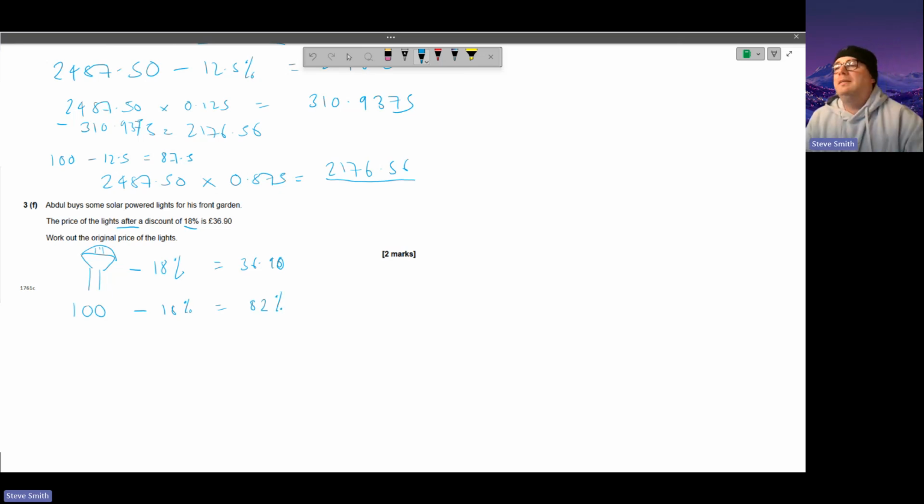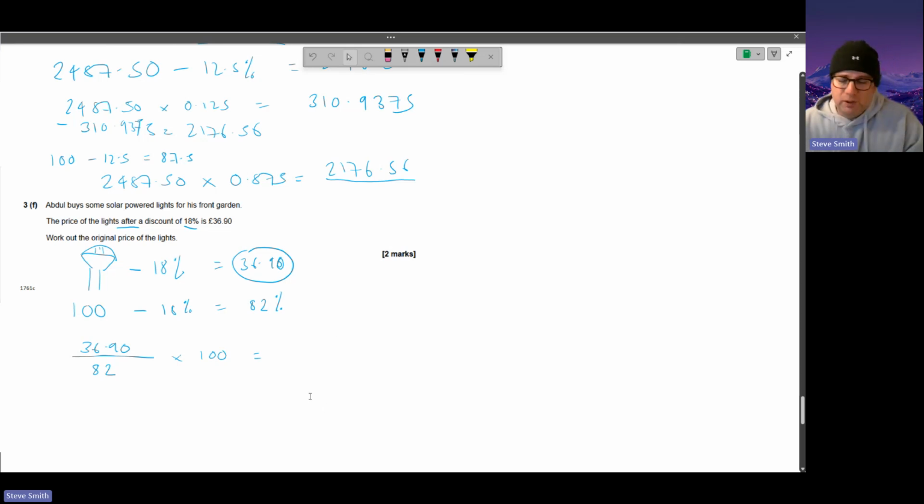So we know our new price of our lights is valued at 82% of its original value, because we've got 18% off the original value. So this only represents 82% of its original value. Once we've figured out whether it's the 100% value we need, this is the way we're going to do it. So we need the 100% value. So we've got 36.90 divided by 82 times by 100, and that'll give us the bigger value, the value that we had before the discount.